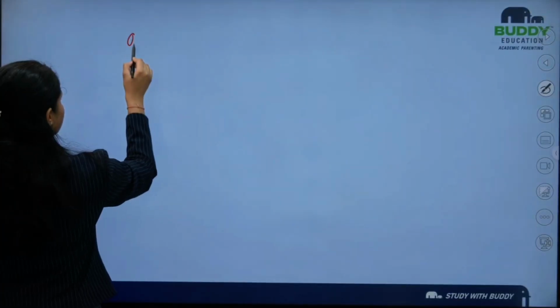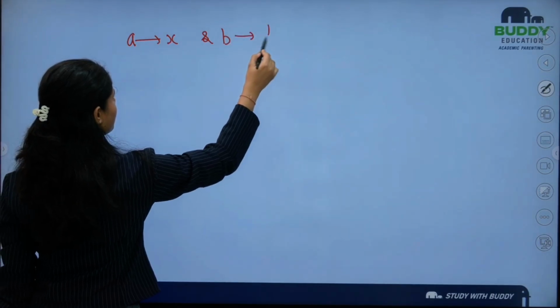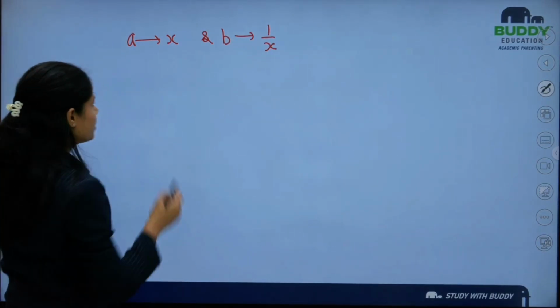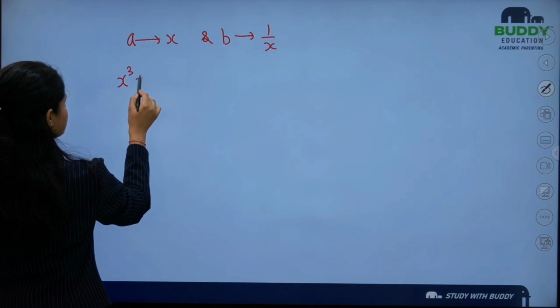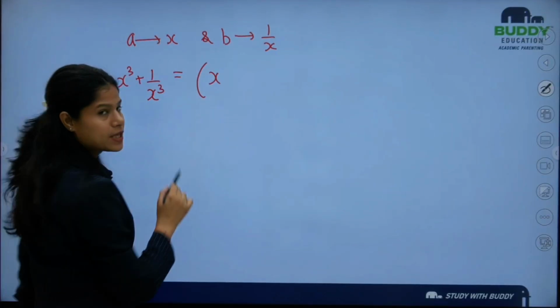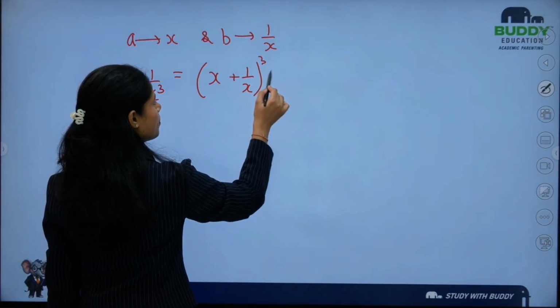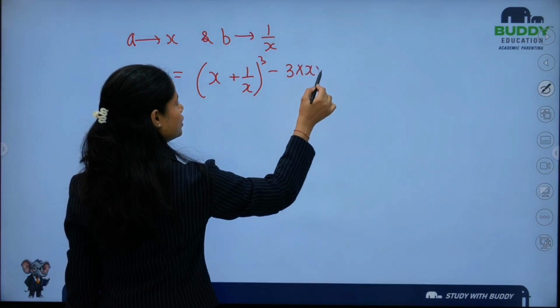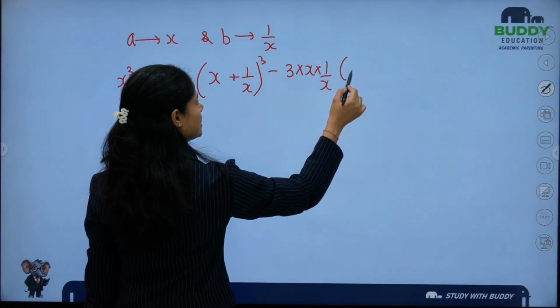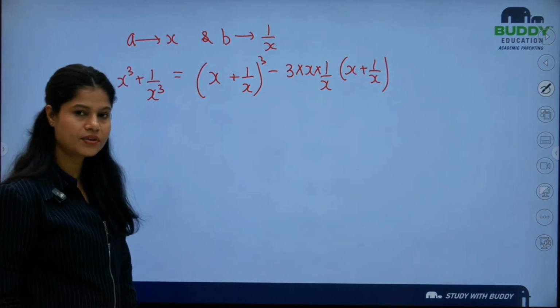When you replace a by x and b by 1 by x, what are you going to get? This will be x cube plus 1 upon x cube, and this is going to be a plus b whole cube minus 3 into a into b, and then it was a plus b. This was the identity that we have written earlier.